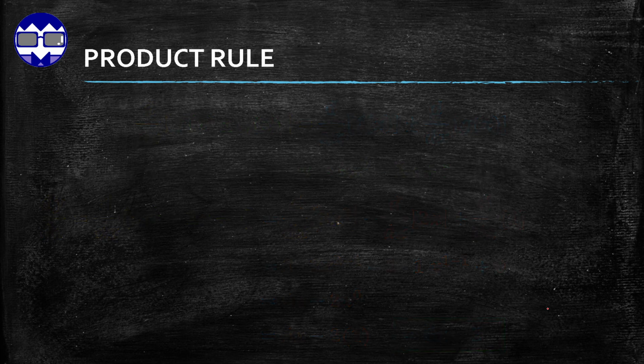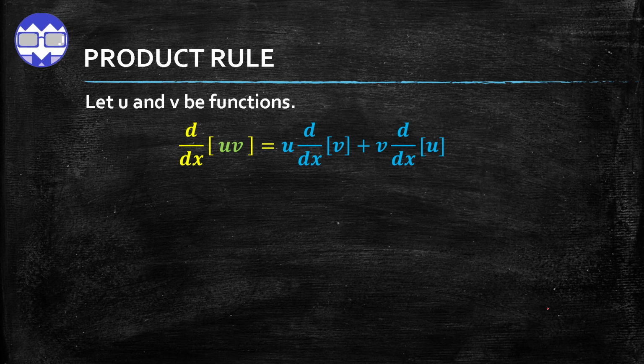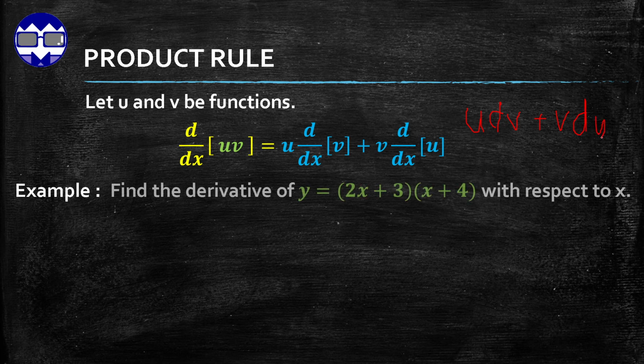Okay, next, what if you have multiplication? If you have u times v, let's say you have u and v as functions, we have here the pattern u dv plus v du. You don't need to remember the d over dx. Just remember that it's just u dv plus v du. That's the pattern. Okay, so how to solve? Let's have an example. Find the derivative of y equals 2x plus 3 times x plus 4.